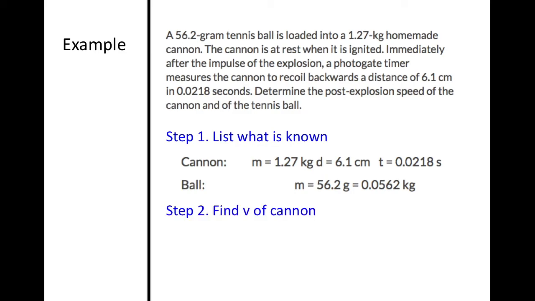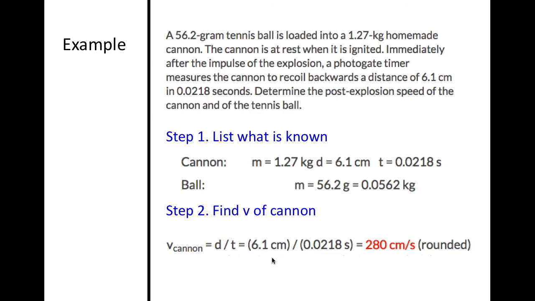Alright, so the next step is to find the velocity of the cannon. When we do this, we have the velocity of the cannon, remember, being distance over time, and so all we need to do is take the distance, which is 6.1 centimeters, divide that by the time, which is 0.0218 seconds, and that will give us a rounded estimated answer of 280 centimeters per second.